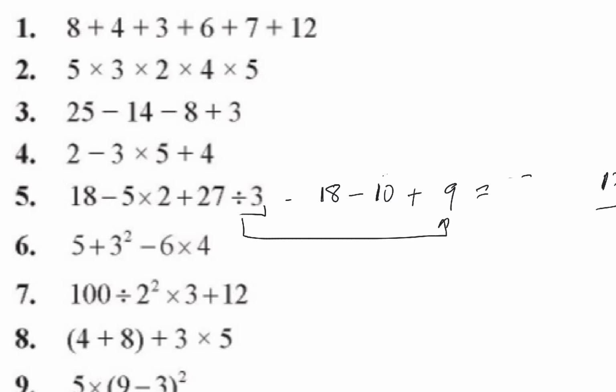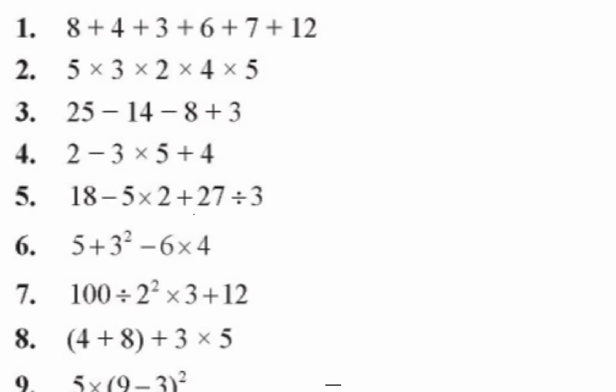The next one says 5 plus 3 raised to the power 3 minus 6 to the power 4. What operation will I do first? Do I have a parenthesis on the number 6? No, because the parenthesis is the first one. What is the first one that I have? I have the 3 squared. So it's 5 plus 9 minus 6 times 4.